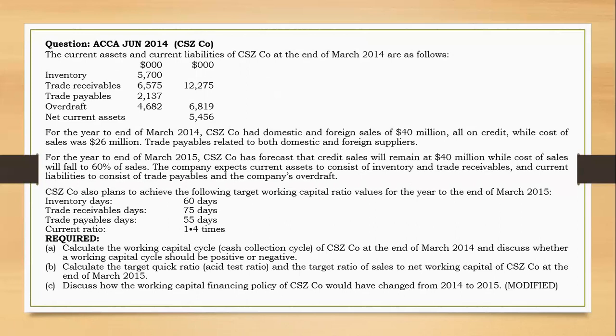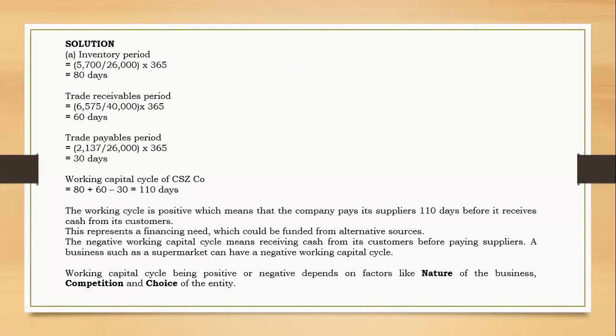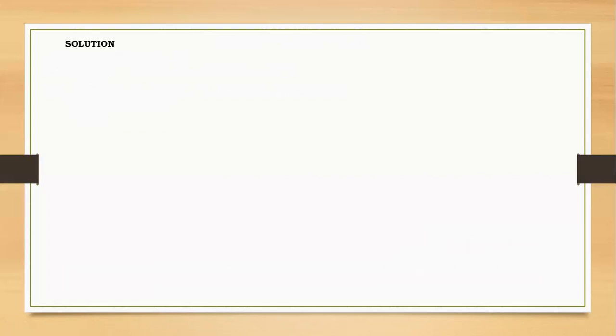So let's go back to the solution and see how we can proceed about this. Leave part A. As for part A, you can just go to the previous video. So just go to part B. This was part A. Now going back to part B. This is part B now. We need to know the quick ratio as well as the sales to net working capital ratio. So at the end of March 2015, how am I going to do this?